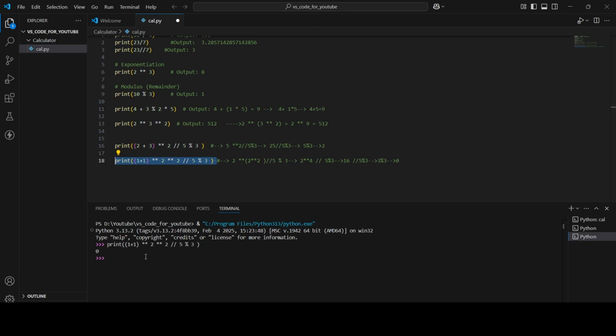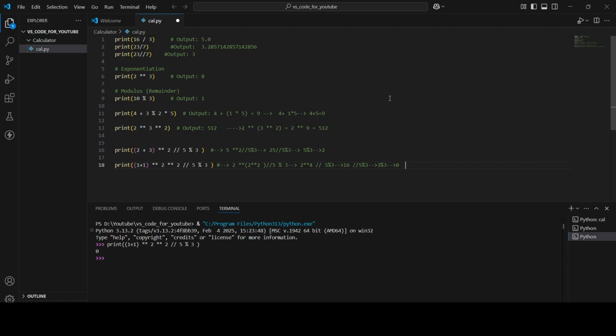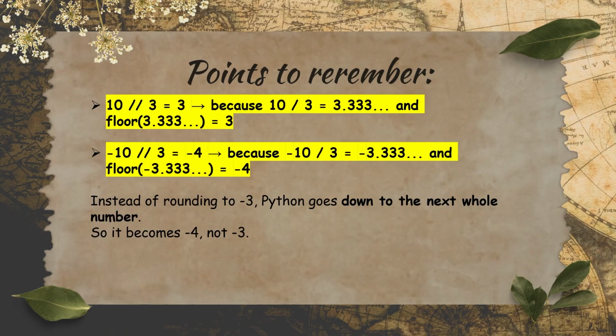Yes, here you are seeing it is 0. As we followed the precedence and associativity of the operators, the expected output is 0, and our calculated output is also 0. So this is how the operators work with precedence and associativity. This is one of the most important things: whenever you are dividing positive and negative numbers, the output may differ. I'll explain how it differs.